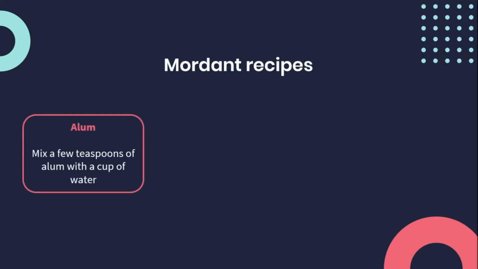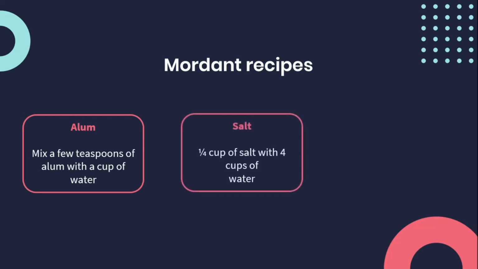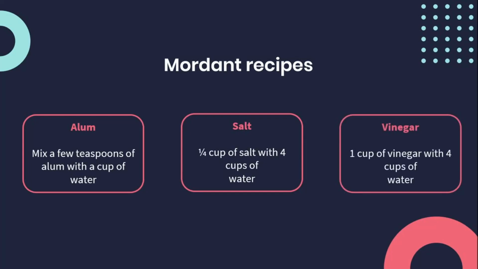Stir a few teaspoons of alum, which you can usually find in the spice aisle in the grocery store, into a cup of water. Once mixed, add this to boiling water. For fruit, simmer the fabric in a 1/4 cup salt and 4 cups water. And for vegetables, simmer fabric in 1 cup of vinegar and 4 cups of water.